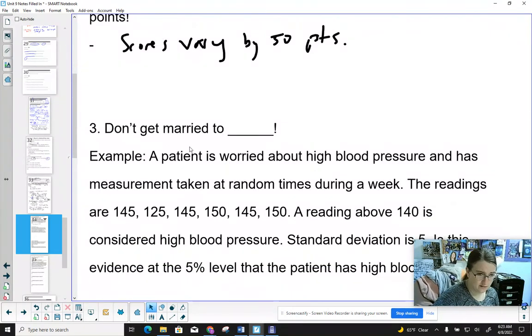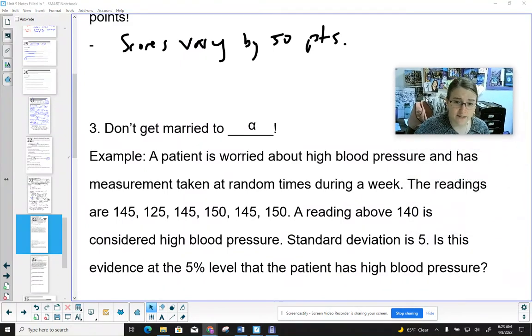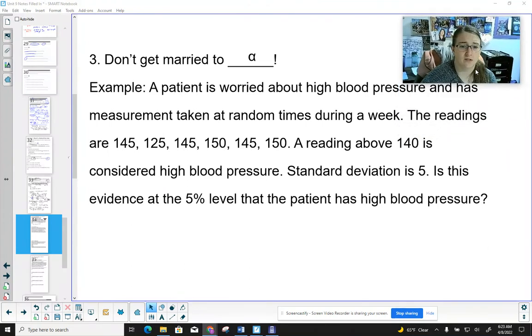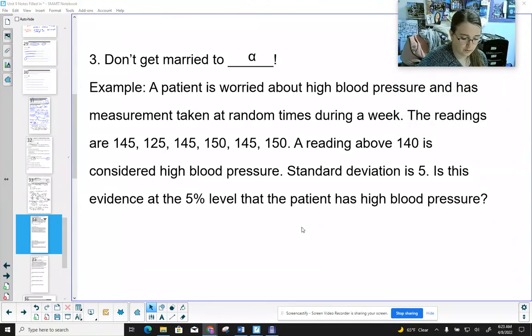Don't get married to alpha. Even though something can be statistically significant, there can be some other issues going on here. It says a patient is worried about high blood pressure and has measurements taken at random times during a week. The readings are all of these things. A reading above 140 is considered high blood pressure. Standard deviation is 5. Is this evidence at the 5% level that the patient has high blood pressure?